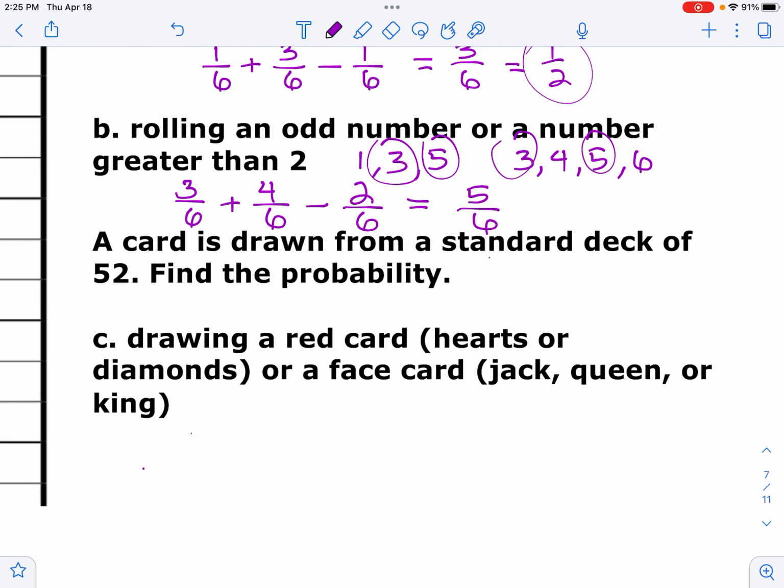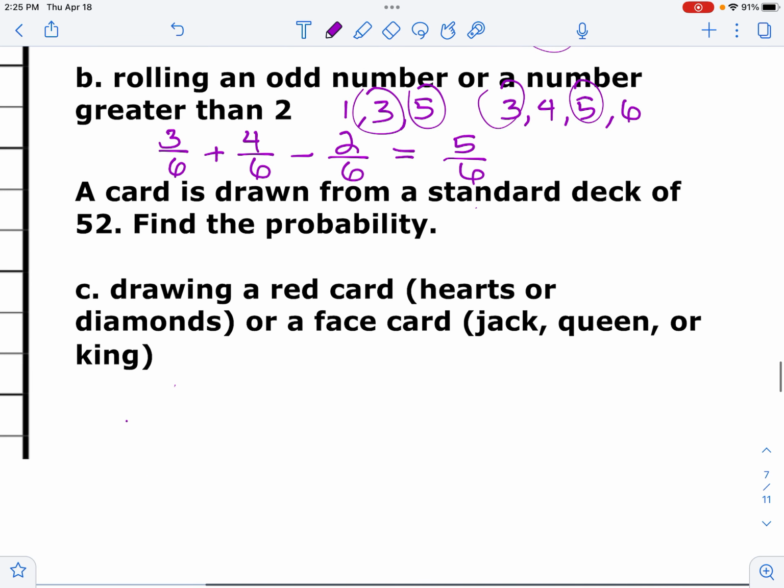Okay. Hopefully this is starting to make sense. Okay, a card is drawn from a standard deck of 52. Find the probability of getting a red card, which is just hearts or diamonds, or a face card: jack, queen, or king. So for a red card, there are 13 hearts and 13 diamonds, so that's 26 out of 52, or half the deck. Plus a face card. Remember, there's 4 of each of these: 4 jacks, 4 queens, 4 kings. So that's 12.